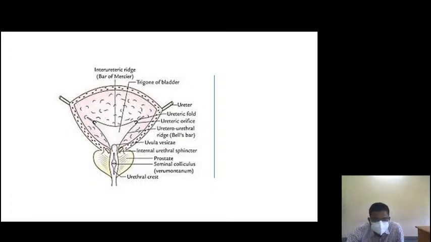At the same time you can also see the internal urethral sphincter which is formed, and the substance of the prostate with the seminal colliculus called the verumontanum. Okay, and the central region, this line bar like structure, is called the urethral crest. So this is the importance of this uvula vesicae.